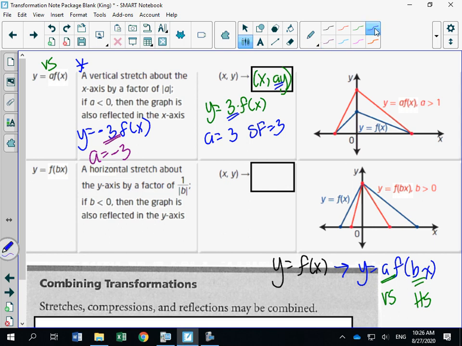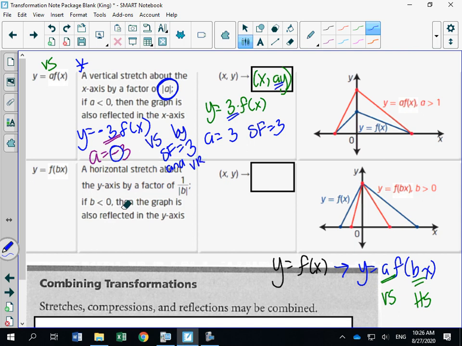That is going to be a vertical stretch by a stretch factor of the absolute value of a. When we do stretch factor, you guys, this is super important: you never say that your stretch factor is negative. You just say the a value is -3, but it's a vertical stretch by a stretch factor of 3. And what this negative tells us is a vertical reflection in the x-axis.